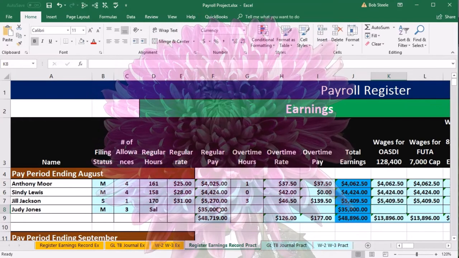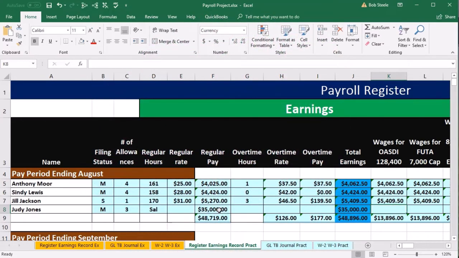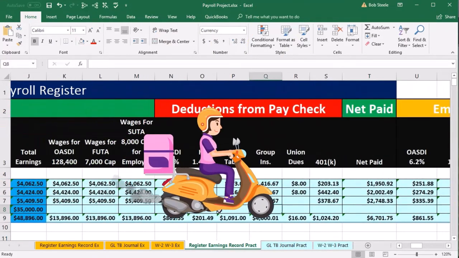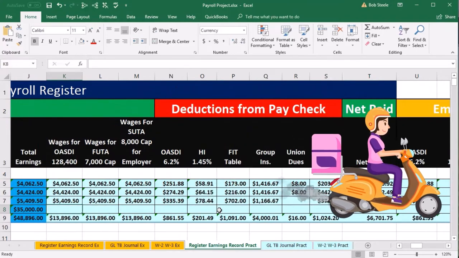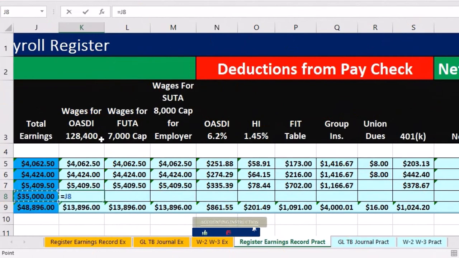Now it is possible for someone to be salaried and still be subject to overtime regulations, but typically the salaried individuals will be higher paid and not subject to overtime calculations. And that's gonna be our assumption here. Then we're gonna do our same information on this side. We're gonna say the OASDI wages is the same because she didn't hit this cap yet. So this equals the same number.